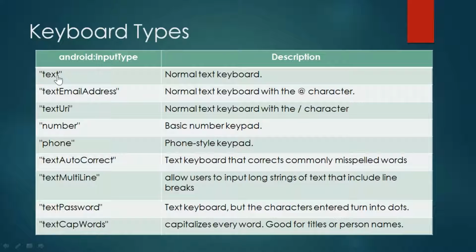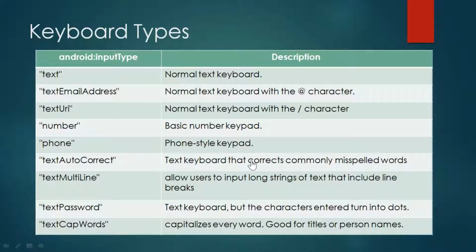If you specify Android input type as text, it opens a normal keyboard. If you specify text email address, it opens a normal keyboard with the at symbol. Text URI opens with a slash symbol. If you specify the input type as number, it opens a number keyboard. If you specify phone, it opens a phone-style keyboard, just like you see in the phone application of your device.